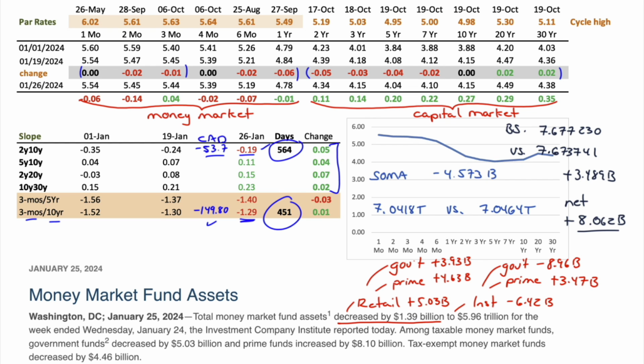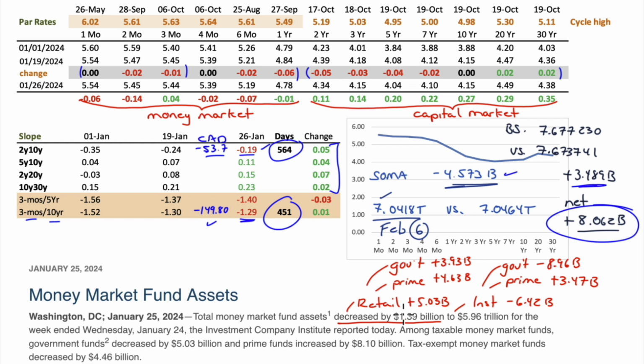Balance sheet runoff continues. QT out of the SOMA, another $4.5 billion, down to just a little over 7 trillion here, 41 billion. So before the end of February, we will be printing a 6 handle on this one. The Fed balance sheet in total is up 3.489 billion, considering you had runoff here. Anything outside of securities holdings has increased 8.06 billion.